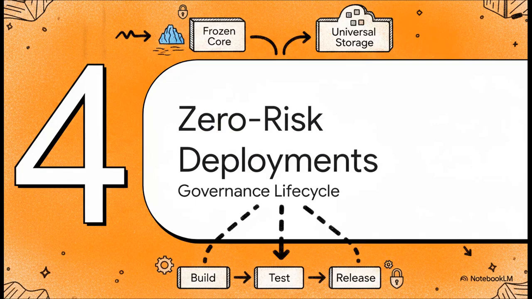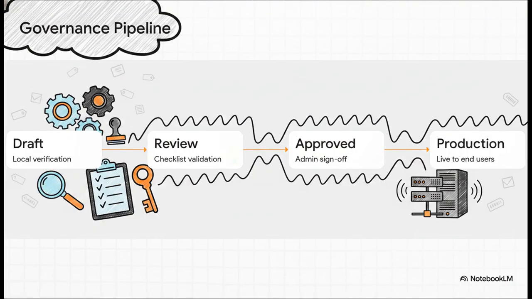Which takes us to Section 4, Achieving Zero-Risk Deployments. Let's look at the governance lifecycle. Because everything in this system is just metadata, IdeaPro can enforce a really strict multi-tier governance pipeline. It flows like this. First, you have draft. That's where an asset is built and verified locally. Second is review. A checklist validates that everything is mapped out properly. Third, approved. An admin actually signs off on security and dependencies. And finally, production, where it goes live to end users.